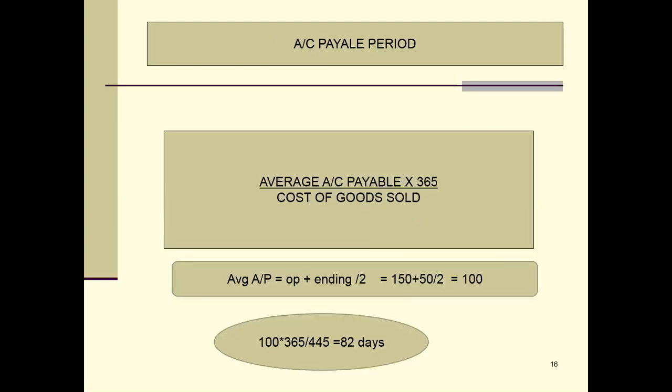Similar pattern you will apply for the payable time. Payable opening plus ending divided by 2, so it gives you 100 average payable. Average payable multiplied by 365 and divided by cost of goods sold. We have already calculated cost of goods sold, so we will put all this information into formula, so it is giving 82 days. 82 days means you are taking 82 days when you are paying to your supplier.